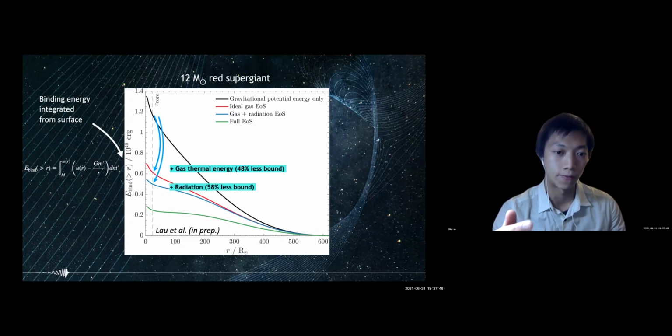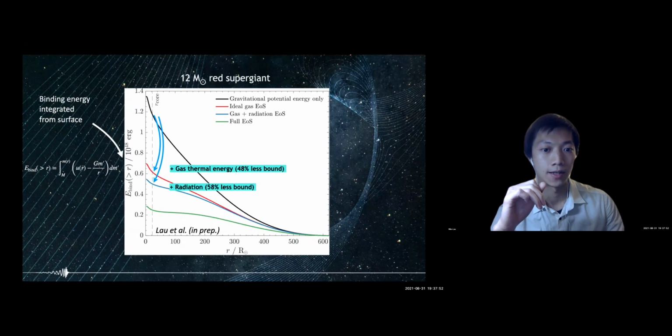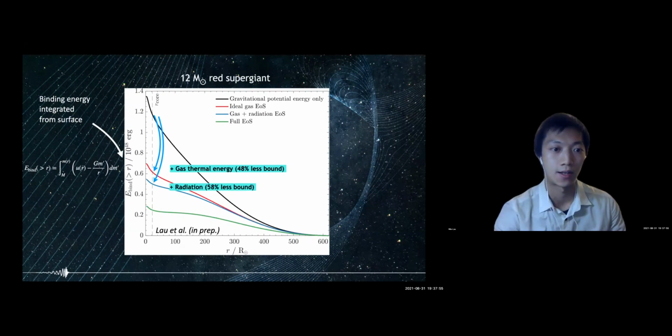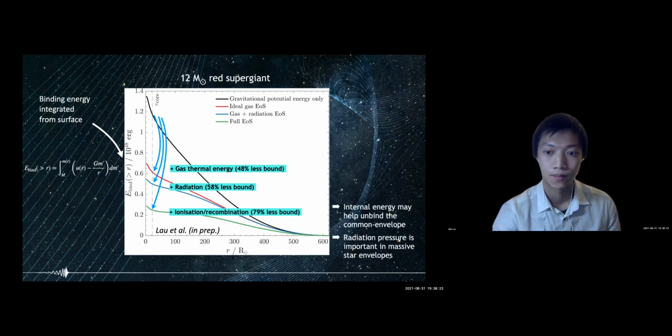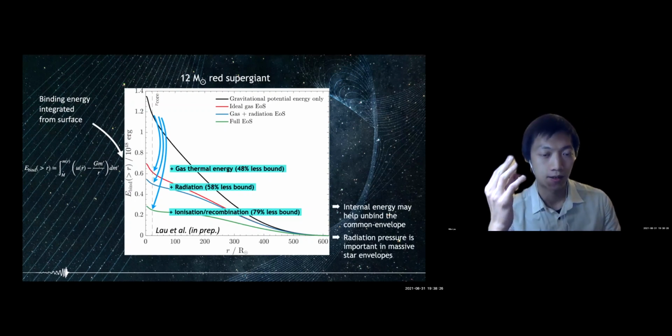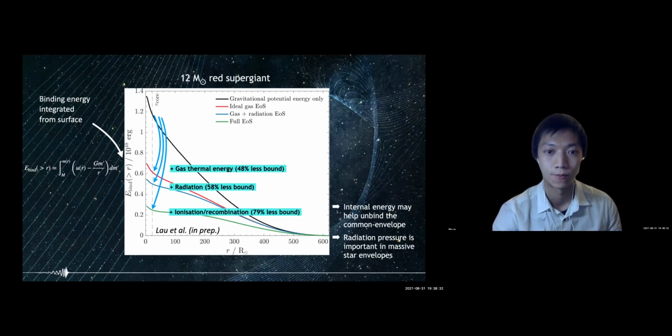So the idea is that the inclusion of radiation effectively lowers the adiabatic index of your envelope, which leads to a higher internal energy. And moreover, if I use an equation of state that also includes recombination, my envelope becomes even more unbound. So in this case, with my choice of what the core is, we get something like an 80% lower binding energy. So again, the message from this plot is that we could anticipate that different components of internal energy may help unbind the envelope. And particularly in massive stars, there's the addition of radiation pressure, which is not important in low mass stars, but more important in massive star envelopes.